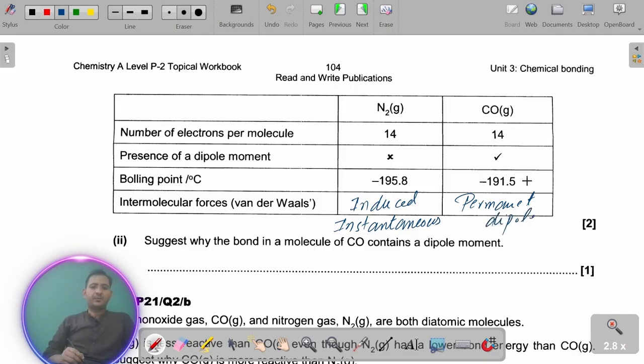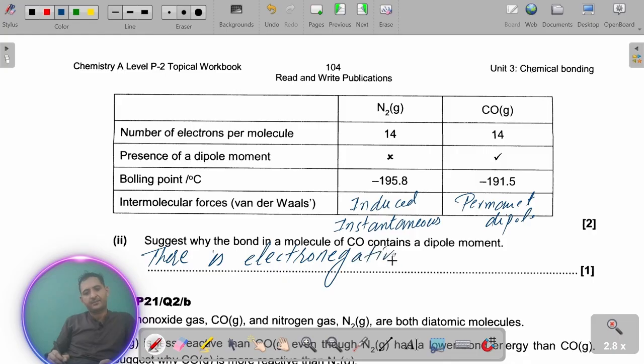Suggest why the bond in a molecule of CO contains a dipole moment. The reason is the electronegativity difference, because carbon and oxygen are different. There are differences in electronegativity. It is the reason.